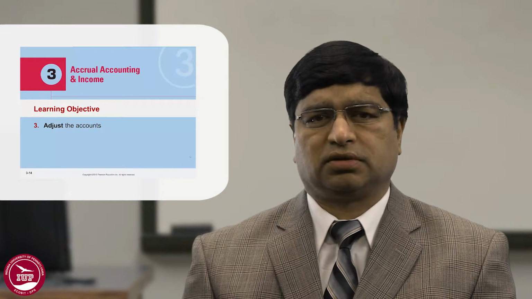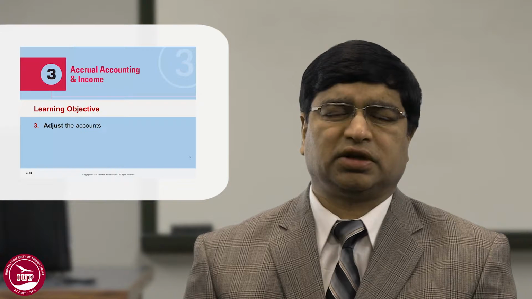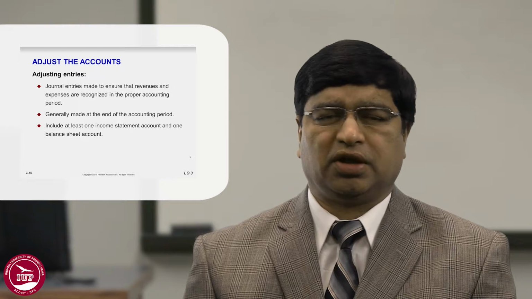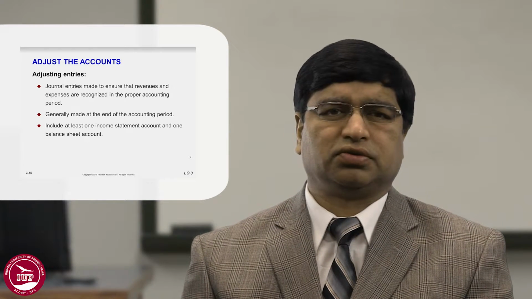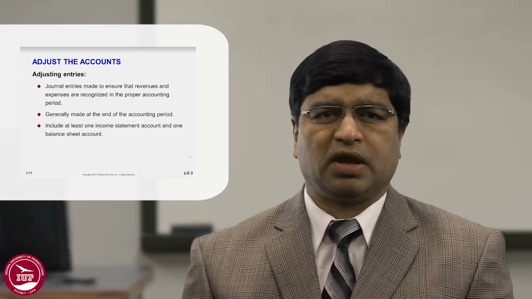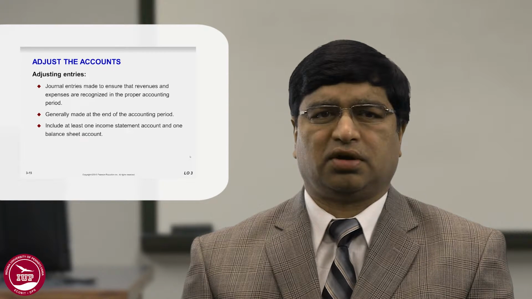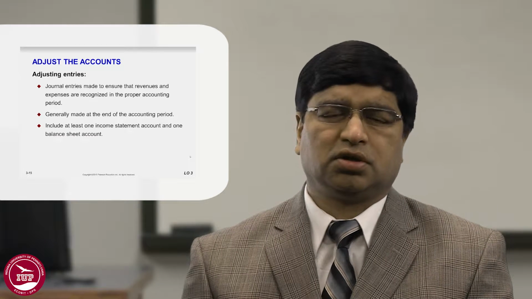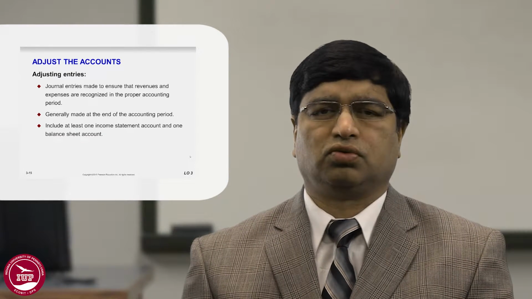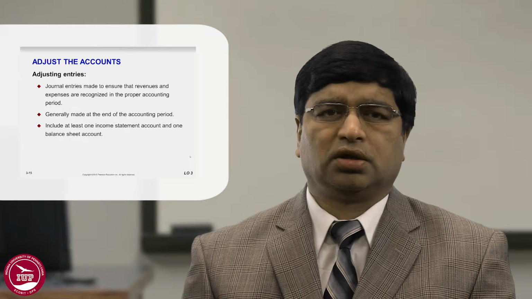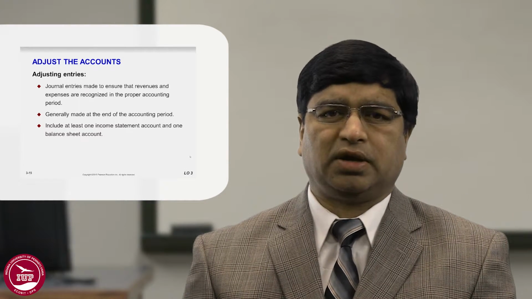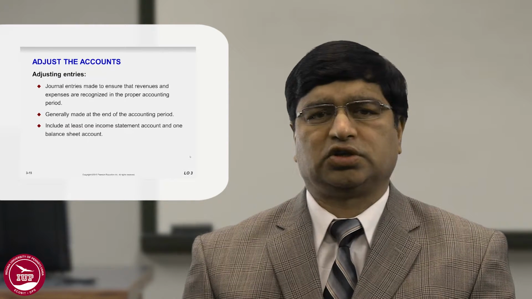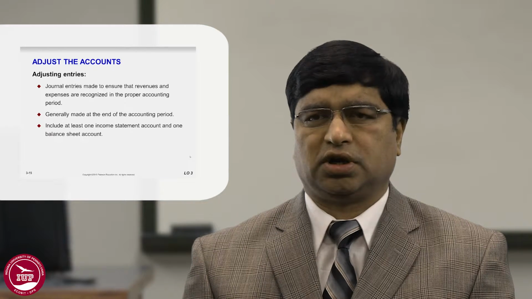When there is that time gap between the cash and the actual recognition, you will need to make the adjustments, and that adjustment refers to the adjusting entries. Journal entries are made to ensure that revenues and expenses are recognized in the proper accounting period, that is, to match the expenses of a period to the revenues of the period. Generally, adjusting entries are made at the end of the accounting period. And third, they include at least one income statement account and one balance sheet account.